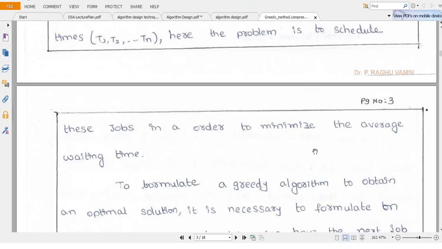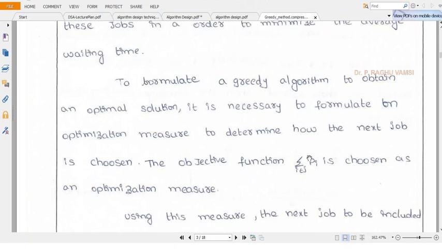So in what way can we do this? To formulate a greedy algorithm to obtain an optimal solution, it is necessary to formulate an optimal measure to determine how the next job is chosen. This is the internal condition. You have taken the first job, well and good. But how can you say that the job you have selected is the correct job, and how do you choose the next job? Only then can you proceed further and choose the remaining jobs. So it is necessary to formulate an optimization measure to determine how the next job is chosen.